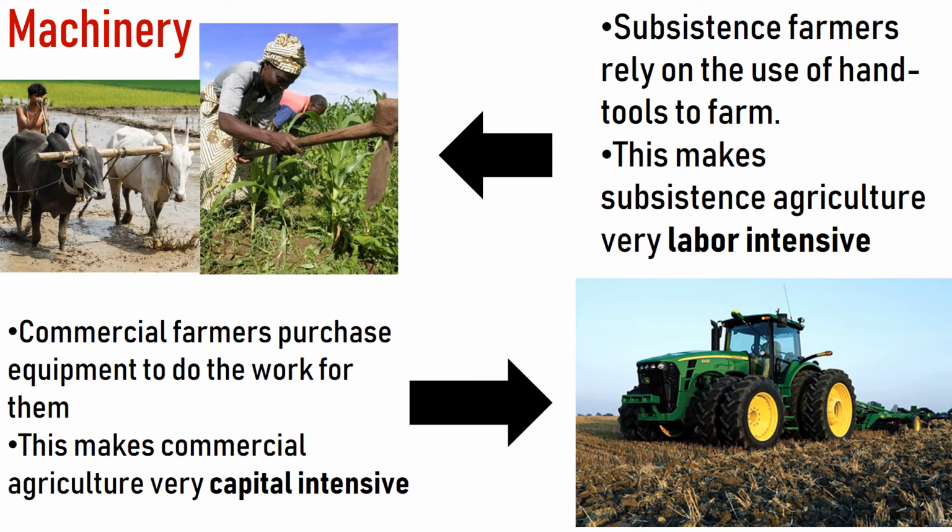Whereas in the developed world, where they have these acres and acres and acres of land growing one crop, commercial farmers buy equipment to help them do that. And you can see some of this equipment in the picture. We would categorize agriculture that uses money and uses machines, commercial agriculture, as capital intensive, because capital is money, right? And it takes a lot of money to be a commercial farmer because you got to buy a lot of machinery.